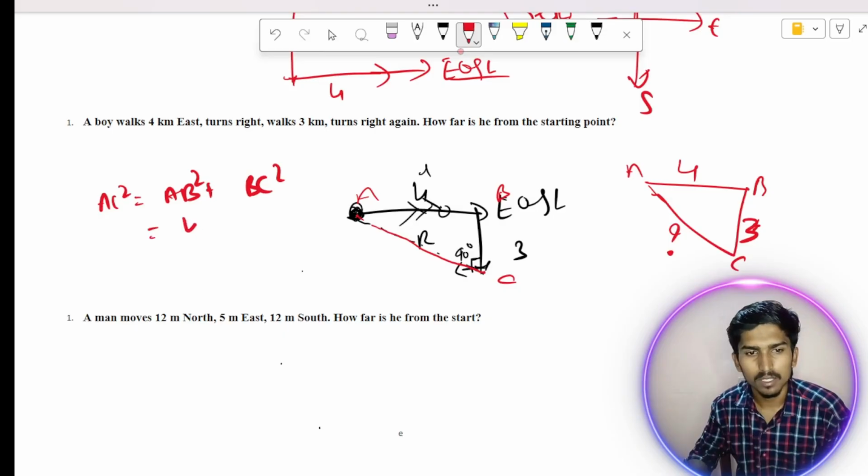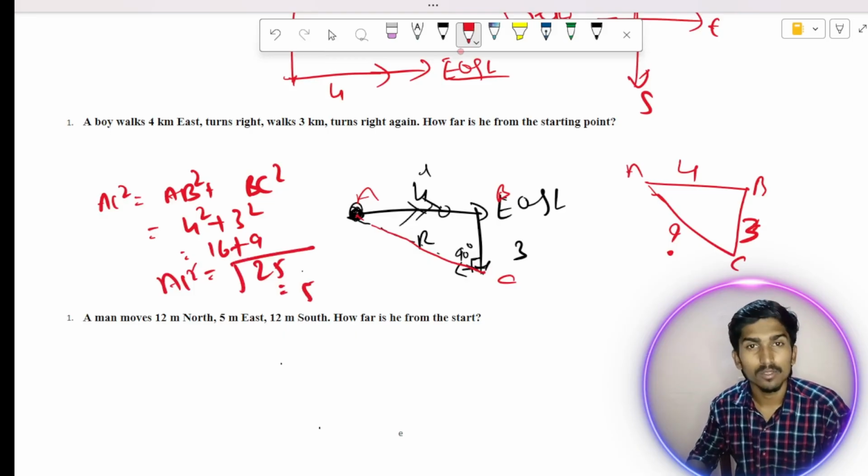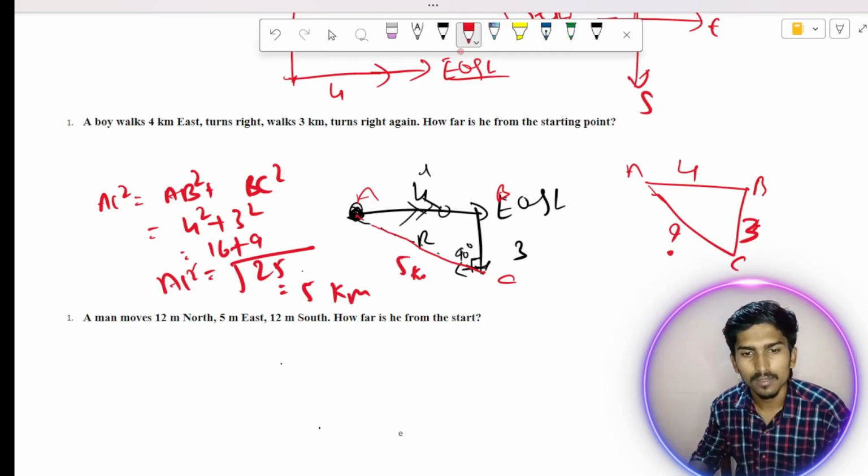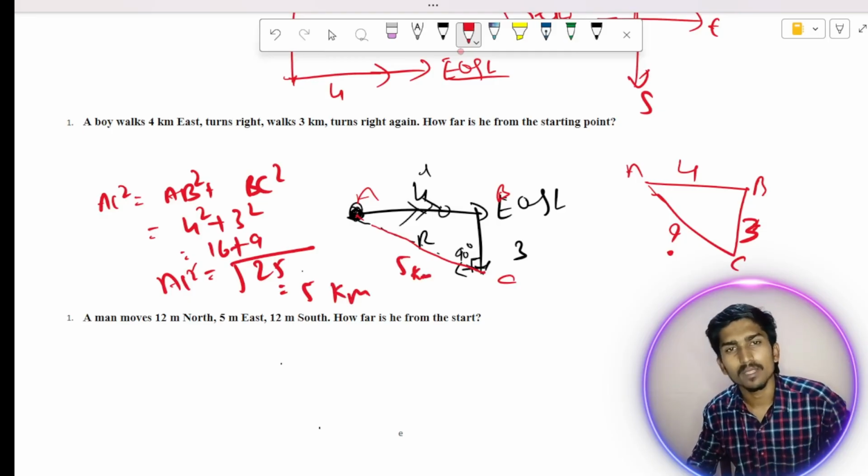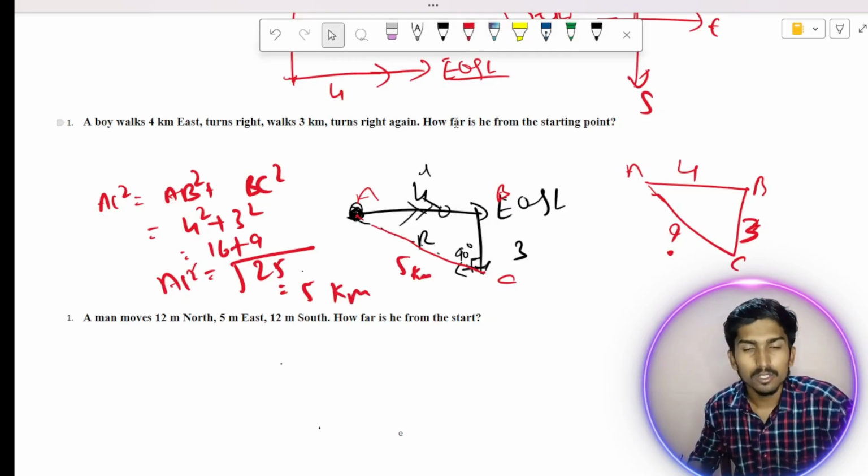What is AB? That is 4 square plus BC, how much? 3 square. What is 4 square? 16 plus 3 square is 9. 16 plus 9 is 25. That is AC square. Square cancel and square root. The answer is 5. Square root of 25 is how much? 5 kilometer. The answer is 5 kilometer from A to C. Very simple. You should know these basics.